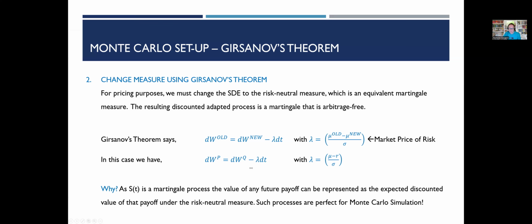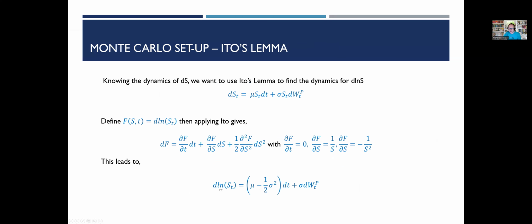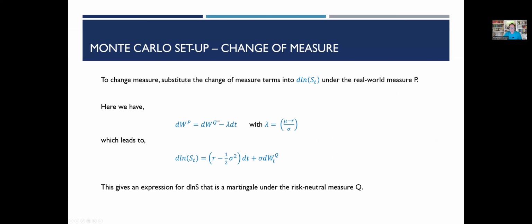So we make this substitution. To change the measure, we substitute the measure terms into dlnS under the real world measure P. So what we do is substitute our Girsanov theorem into this formula here to replace the dW term, and then we'll have a new expression under the new measure, which is Q. That expression can then be used for Monte Carlo simulation and risk neutral pricing. So let's do that.